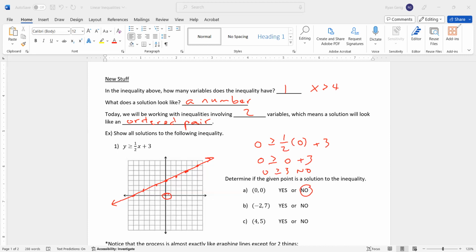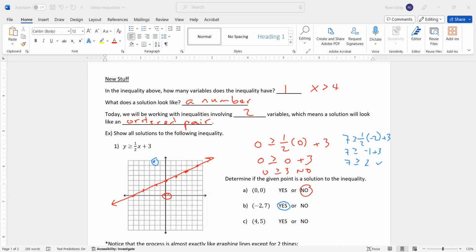All right. (-2, 7). Change colors here. So 7 goes in for y. 1/2 x is 1/2 of -2, plus 3. Simplify the right side. That's -1 plus 3, which is 2. Is 7 greater than or equal to 2? Yes, it is. And let's go over here. (-2, 7) is up here.